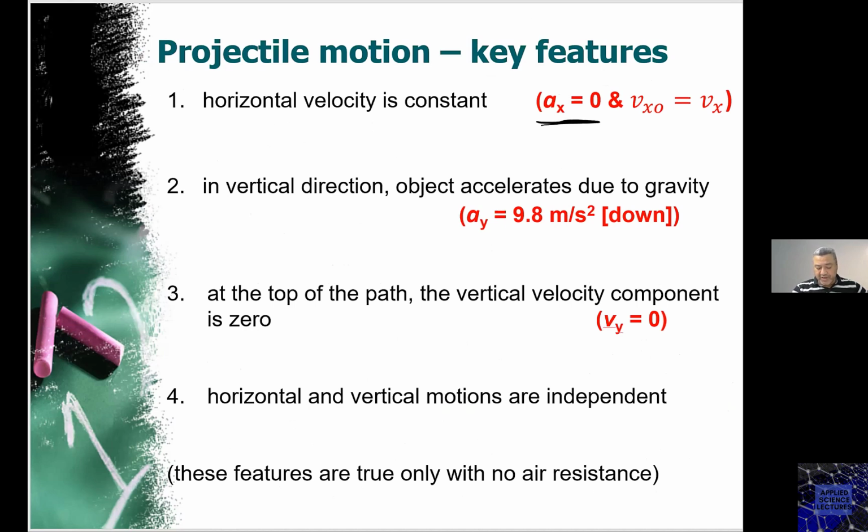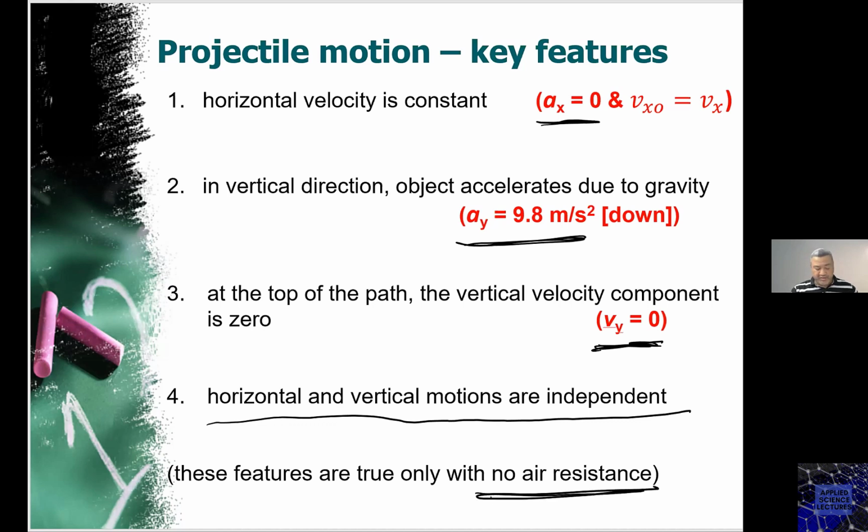And here in this case, we only have acceleration downward due to the gravity, and the maximum point you reach in the vertical direction has a velocity of 0. And keep in mind that the horizontal and vertical motions are independent, and we're dealing with the ideal case where we have no air resistance. This is extremely important. So I will stop here.